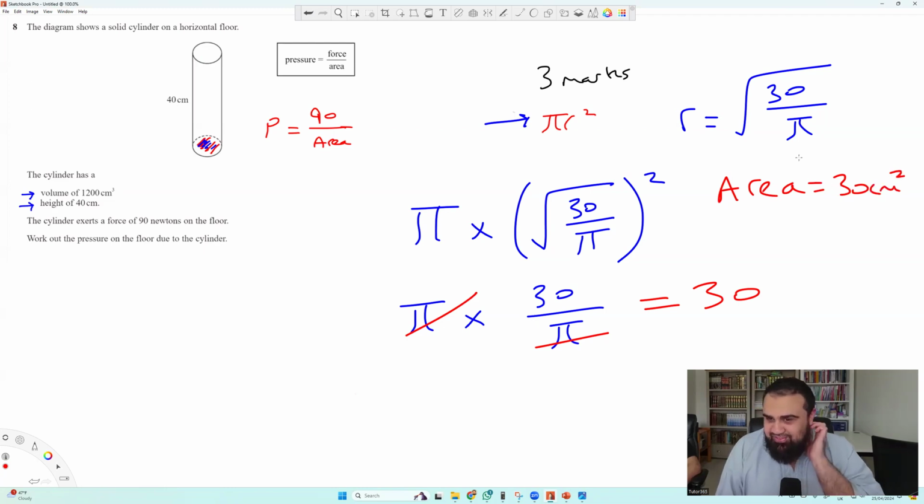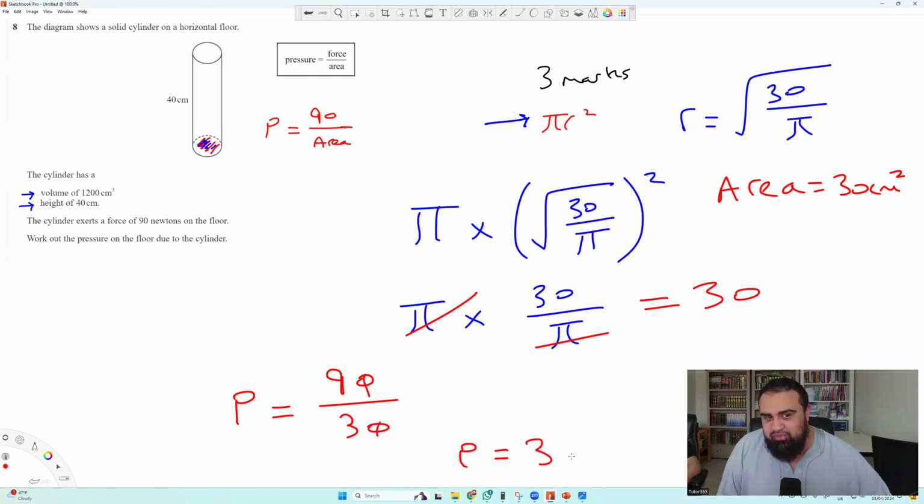That's sick, isn't it? And now the final answer is pressure is equal to 90 newtons over the area. So this is where I panic because I can't do that in my head right now. Oh, it's equal to 3 newtons per centimeter squared. And there we go. That's the answer. Hopefully that's the answer. I don't have the mark scheme.